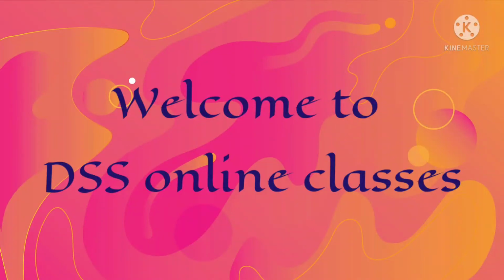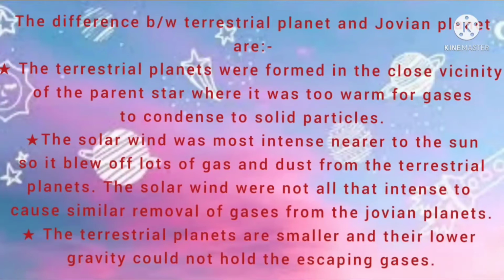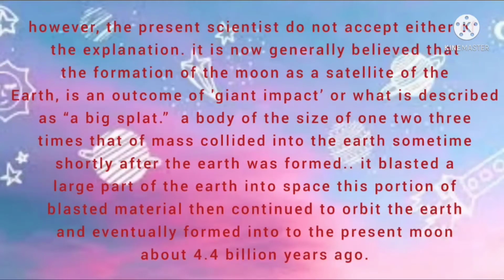We will discuss class 11 geography second chapter, the origin and the evolution of the earth. Reasons. First of all, the inner planets are too hot or too warm for the gases to get condensed. First of the reasons. The second, the solar winds in these regions are intense, and again there is less gravity in this region which does not kind of hold the gases.